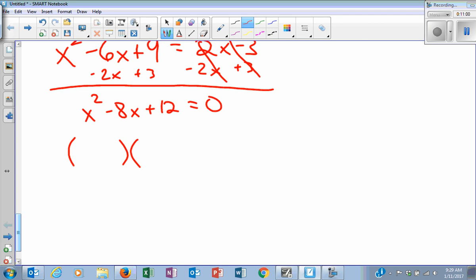Factor this, x plus, minus, same signs, both negative, minus 6, x minus 2 equals 0. That means x equals 6 or 2.